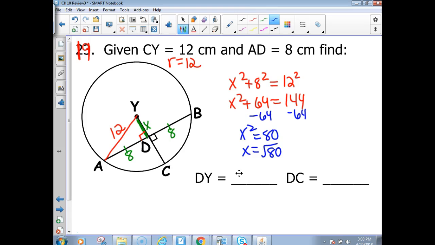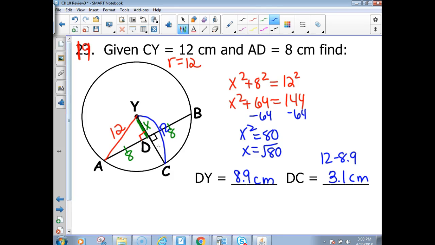Everybody should have a calculator open and using it. Come on. The 8.9. I didn't have any unit. Oh, it's in centimeters. Yep. So I had units. Now to find DC, this is clearly not to scale, but Y to C is 12. So if this is 8.9, I'm going to do 12 minus 8.9, and that's 3.1 centimeters.